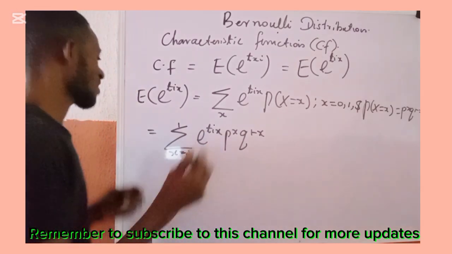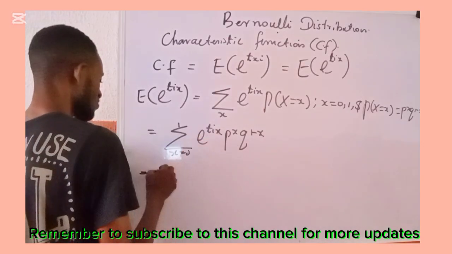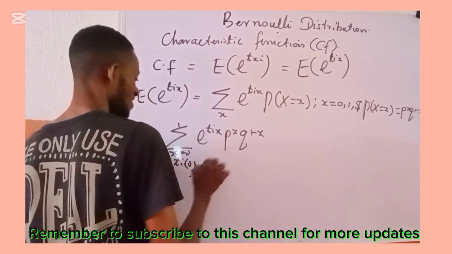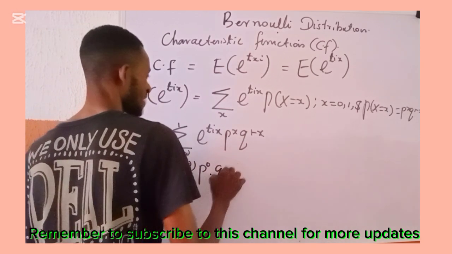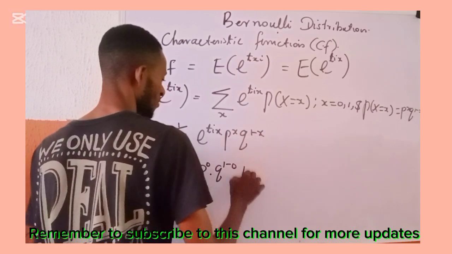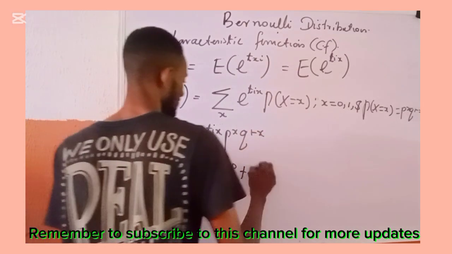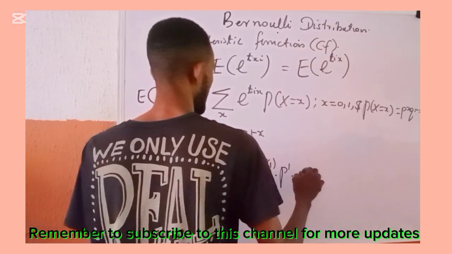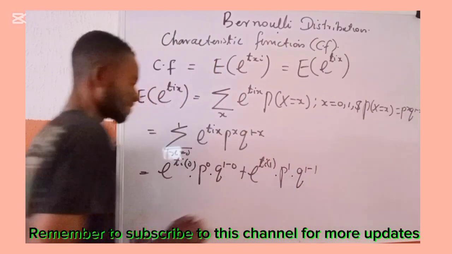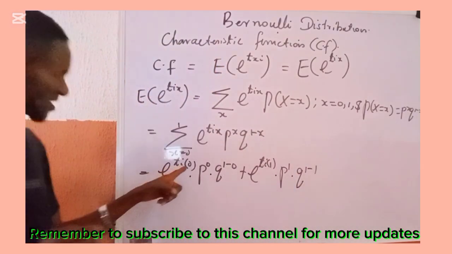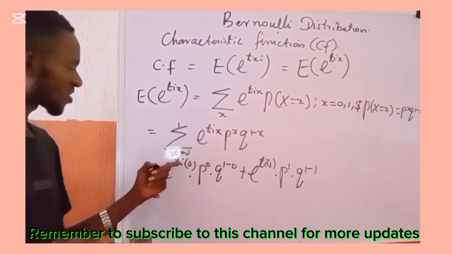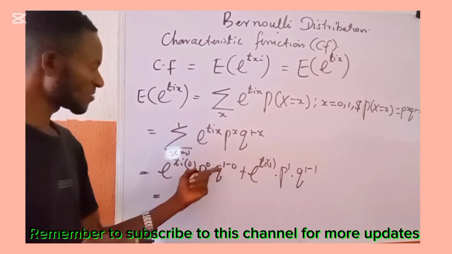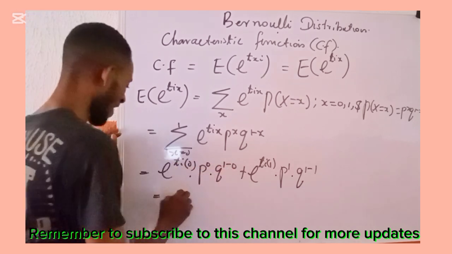By doing so, what we are going to have is: I have e to the power it times 0, multiplied by p to the power 0, times q to the power 1 minus 0, plus, when it is 1, e to the power it times 1, multiplied by p to the power 1, multiplied by q to the power 1 minus 1. Because of this 0, when you multiply it by it, everything becomes 0. Anything raised to power 0 is 1. So this is just like 1 times q, because q raised to power 1 minus 0 is just q.